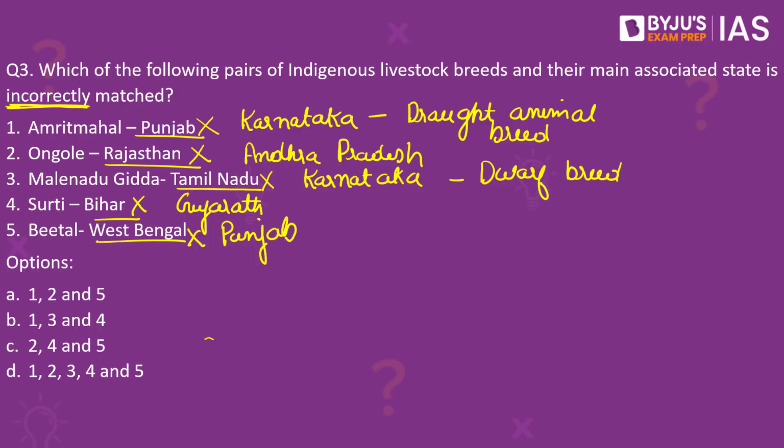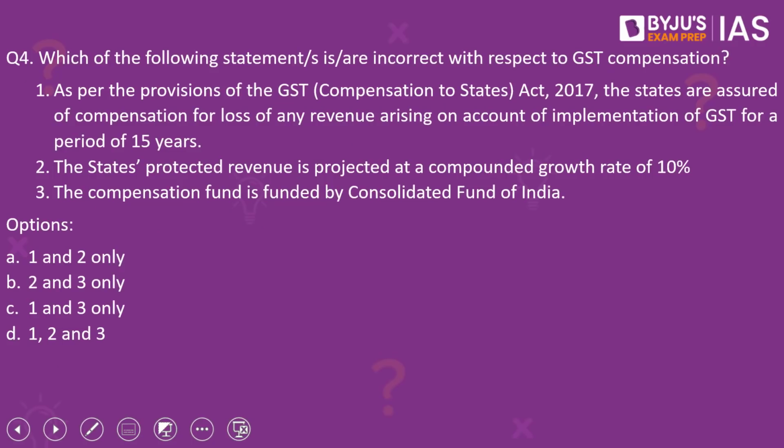Since the question asks for the incorrect pairs, the answer to this question would be option D, 1, 2, 3, 4 and 5. Moving on to the fourth question of the day, which reads, which of the following statements is or are incorrect with respect to GST compensation?